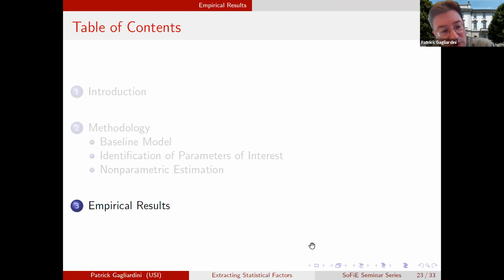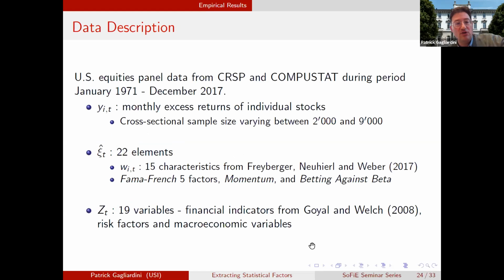Okay, let me move now to the last part of my presentation, where I would like to talk about some results of our empirical analysis. This empirical analysis is still in progress, so comments are very much welcome. So we apply this methodology on large panels of US stock returns, monthly returns on individual stocks. The cross-sectional sample size varies in the samples between 2,000 and 9,000 stocks.